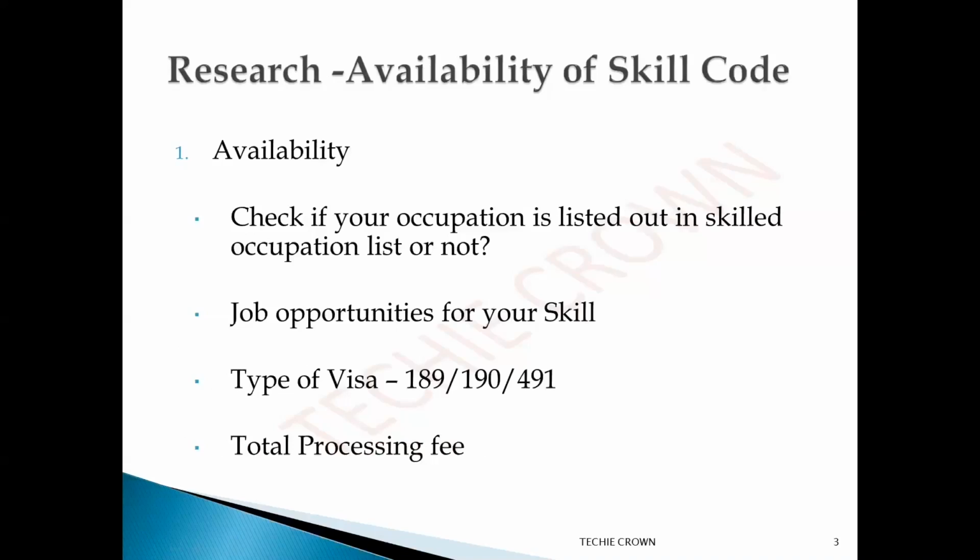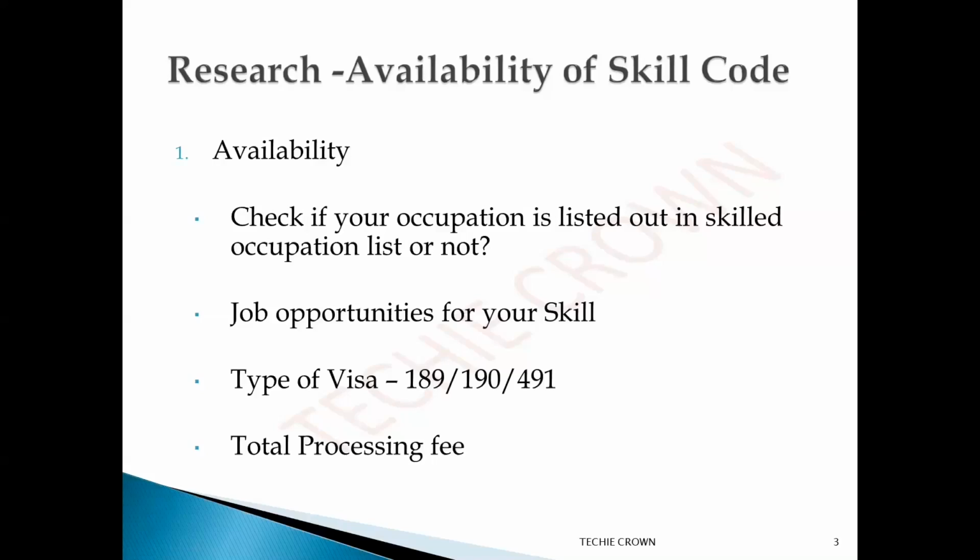If you are planning to apply for a specific state in the Australian PR, then you should check whether that particular skill is available in the state skill occupation list or not. And the second thing would be the job opportunities for your skill. For example, if you fall under the skill code of a software engineer, then you should check whether there is a demand for your skill set in that particular state. Also, you should check how soon you will be able to get a job for your skill in that particular state.